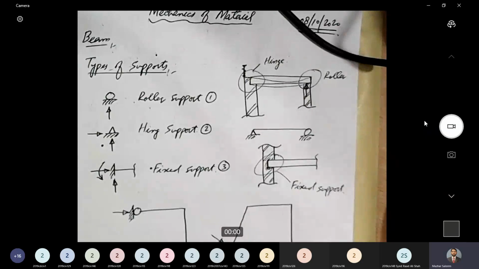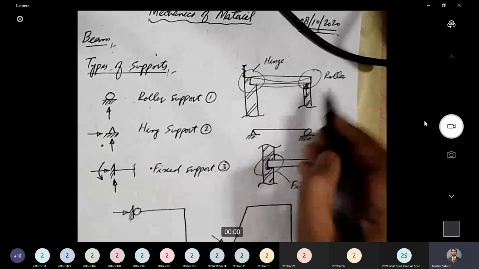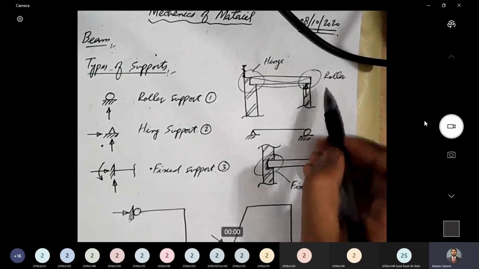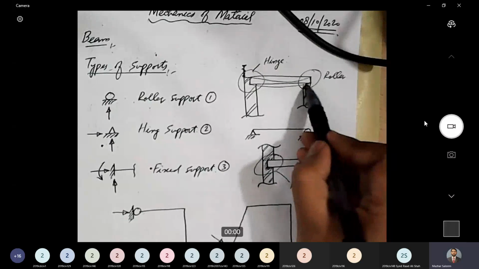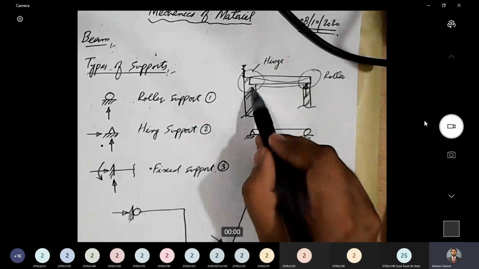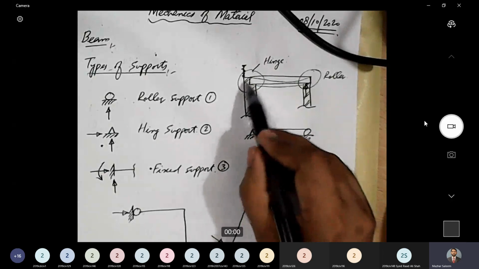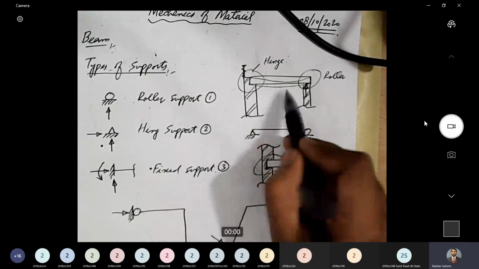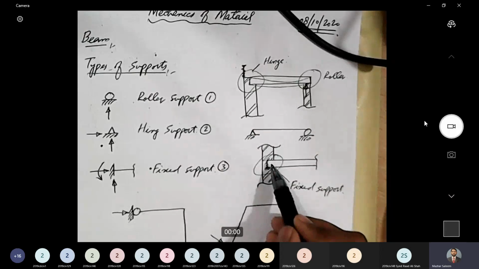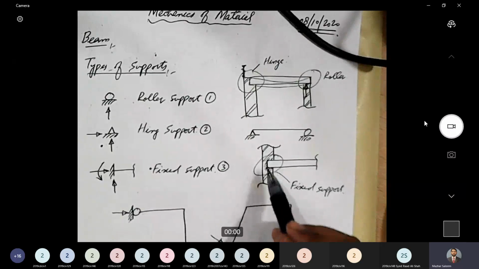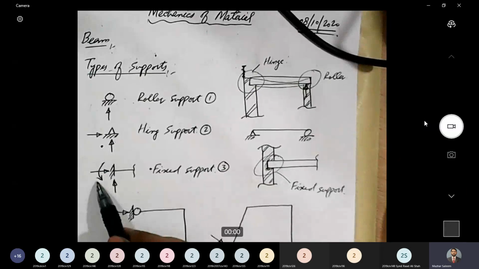So in case of a roller support, when we are talking about this orientation, the horizontal movement as well as rotation are allowed. Only we have this surface that can generate a vertical reaction. Whereas in this case, vertical reaction as well as horizontal reaction can be generated. But again, this will not restrict any rotation. It will let the beam rotate. But if we have this type of support, then even the rotation will be restricted. When I say rotation will be restricted, it means a resisting moment will be generated here.